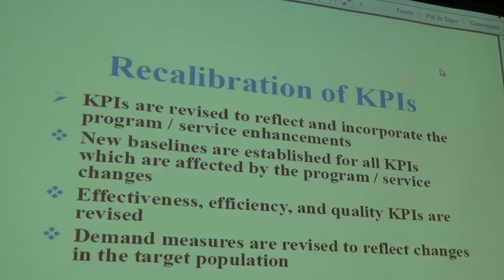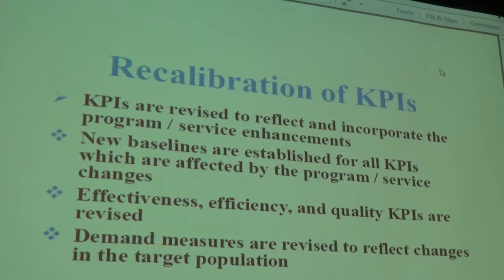So on slide number 10, we have the recalibration of KPIs. The key performance indicators are revised to reflect and incorporate the program and service enhancements. Again, as I mentioned, there are going to be changes to the inputs on the financial side, human capital side, and on supplies and materials. There are going to be changes to the program and services, because the scope is either expanded or reduced.